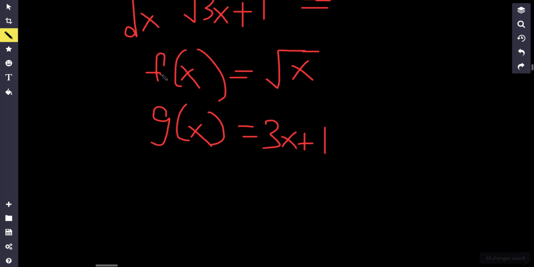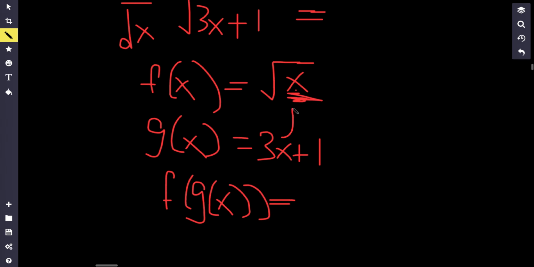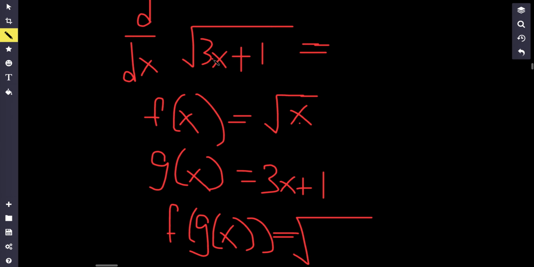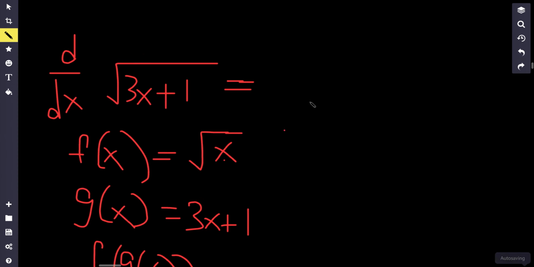Think about it. If f of x is equal to the square root of x, and g of x is equal to 3x plus 1, then f of g of x is just going to be, well, everywhere we see an x, we replace it with a g of x. So it's just going to be the square root of 3x plus 1, which is what we have here. So we're dealing with a composite function, meaning that we have to use the chain rule. I'm just going to write this out again.